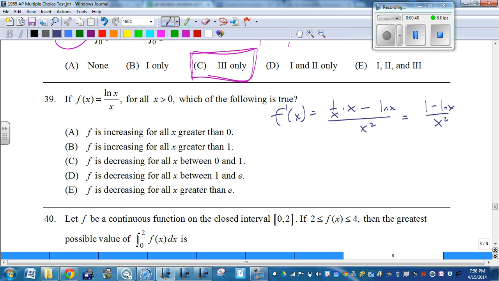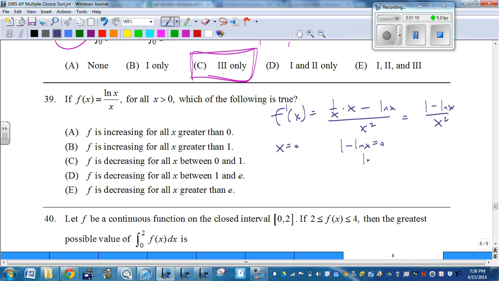Well, now we need to figure out what's going on here. We need to figure out critical values, and we can make a number line for the first derivative. So if the denominator is 0, that means the derivative is undefined. That's going to be a critical value. So x equals 0 is going to be a critical value. If the numerator equals 0, that's going to give us critical values.